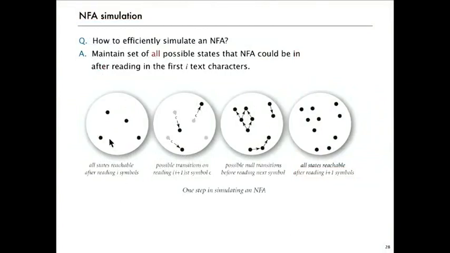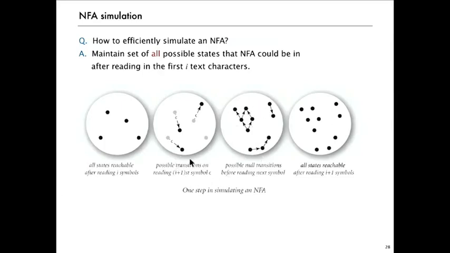Now, some of those states are labeled with characters, and if that character matches our text character, they can take us to another state. So say in this case there's 3 of them that match, and the other one has a meta character or a different character, and it couldn't take us to another state. That gives us all the possible states that you could be in just after reading the i plus first symbol. And then we take a look at the possible null transitions that we could go to from those states, and that might take us to lots of other states. But that's all the machine could do.